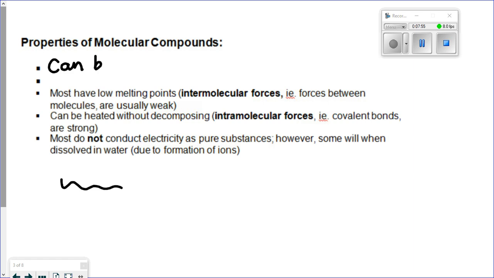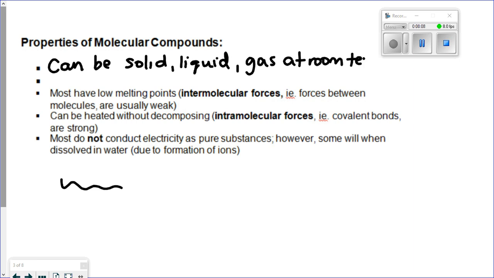They can be solid, liquid, or gas at room temperature. With ionic compounds, we said very typically they are solid at room temperature.